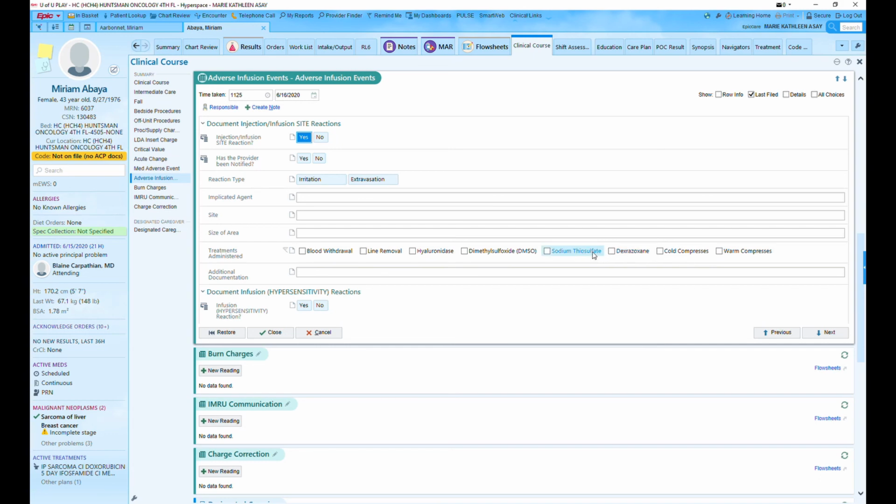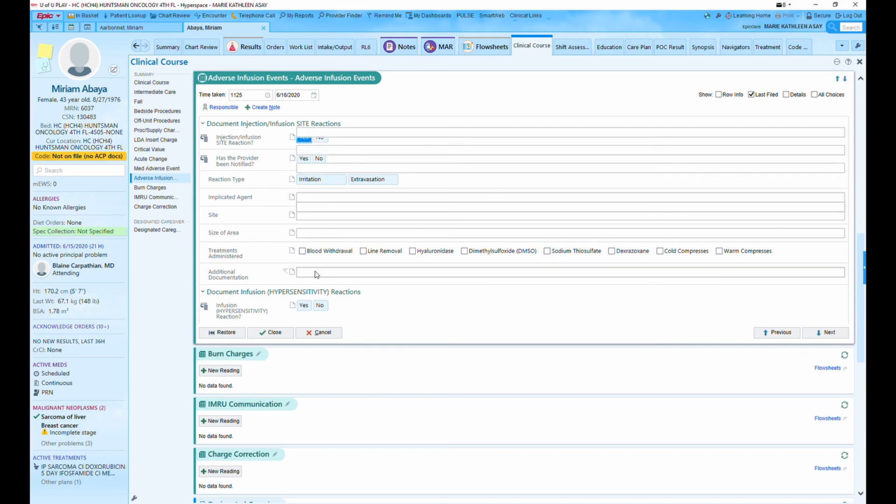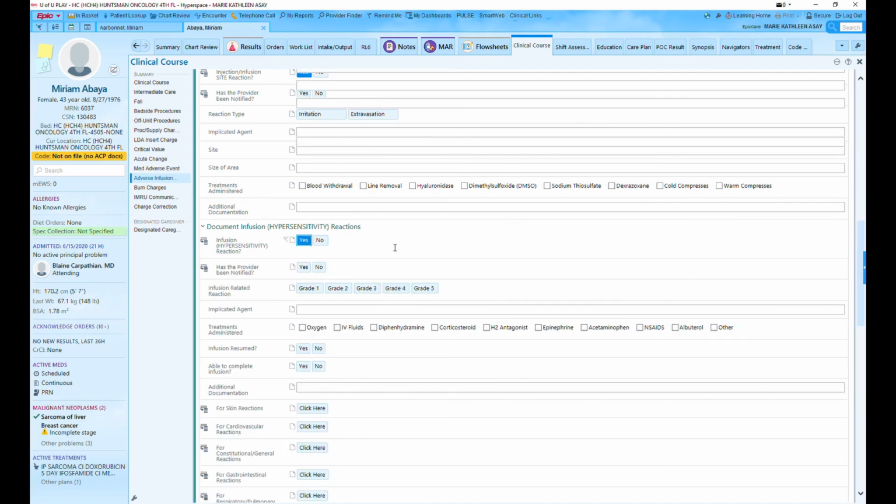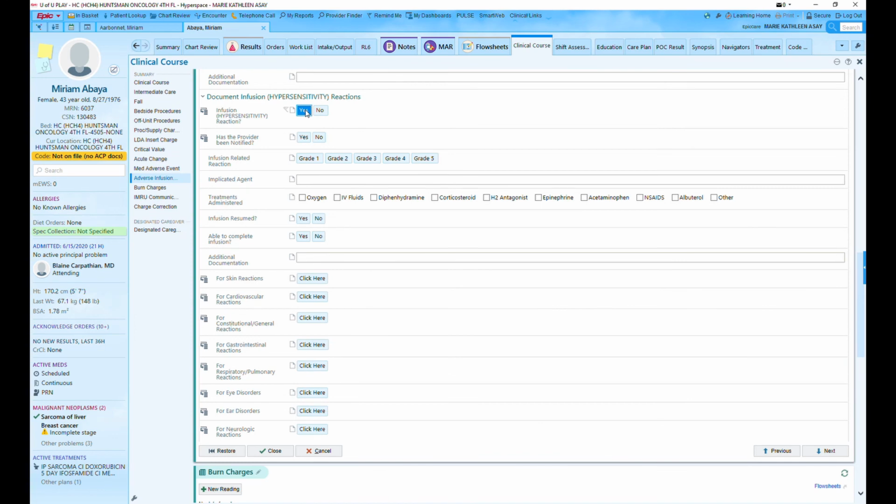First, let's start with the injection. You can see, make sure we chart that we notified the provider. Is the patient having irritation or extravasation? What the drug was, if we administered any treatments, and any additional documentation. Next, let's review an infusion reaction, and this is with any infusion. It can be antibiotics, it can be chemotherapy or immunotherapy. We're going to chart if we notified the provider.